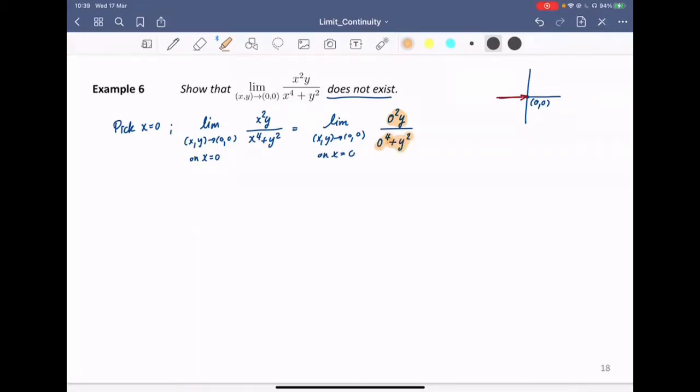And then once you calculate that, you're going to get 0 completely, right? Because the function is 0. Just 0 over something that is non-zero, so you get just 0. Well, good. My goal is to find another one that gives me different limits. So let's pick another one. Let's start from the easy one, y equal to 0.